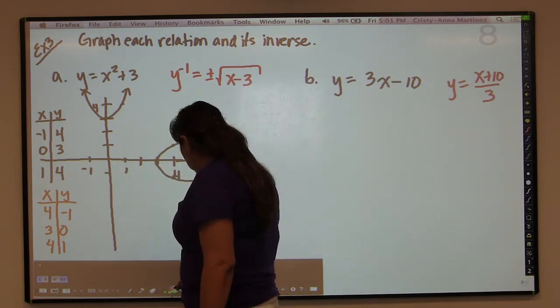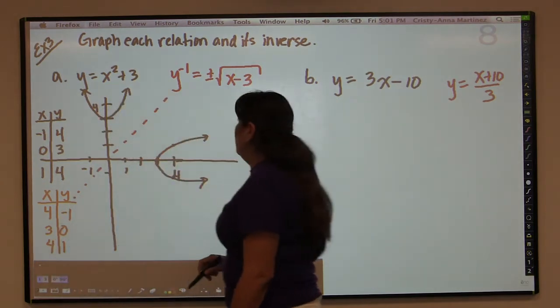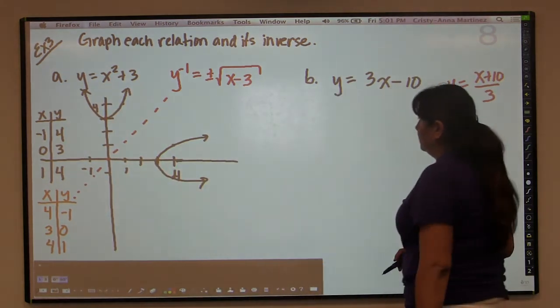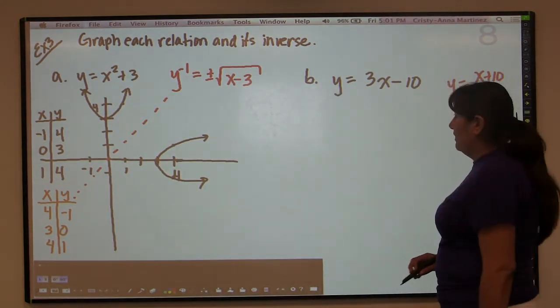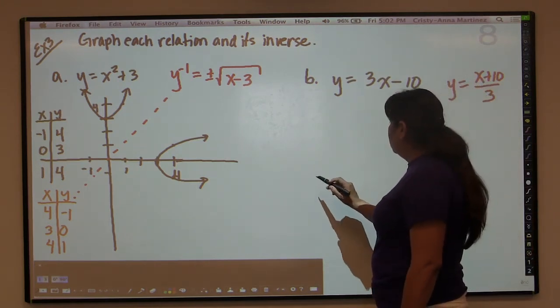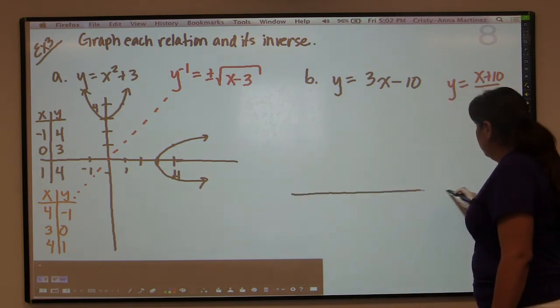And what you will see is that right through the middle is your y equals x, and you have these mirror images of those two functions. Alrighty, so hopefully that was an easy way for you to do that. So the same thing's going to happen over here. I'm going to go ahead and do a linear example for you.